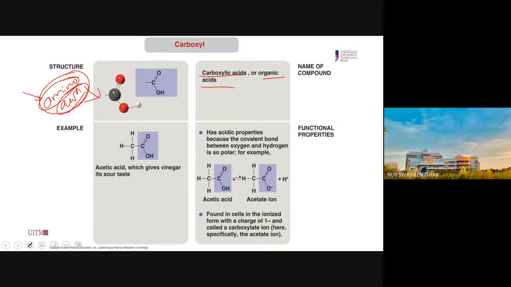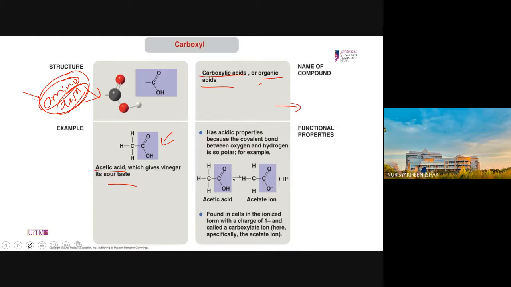Okay. So another molecule that has the carboxyl group can be found within a lipid molecule. Okay, triglyceride, within a triglyceride. Next, acetic acid, which gives vinegar its sour taste. This is one example of a molecule having a carboxyl group.